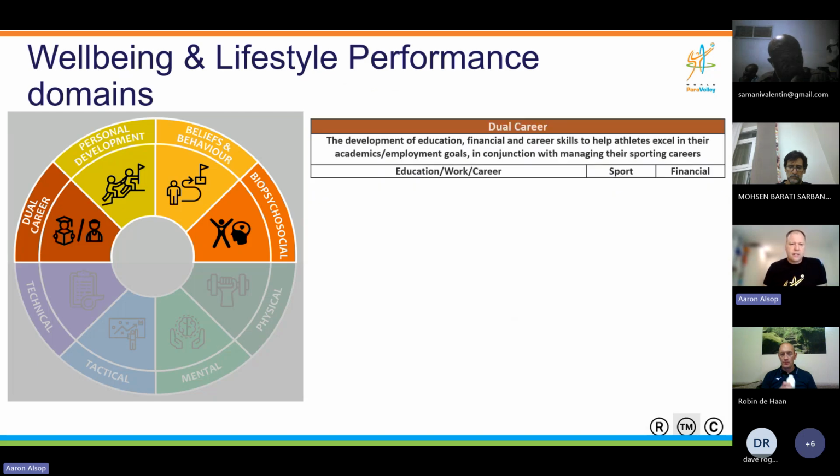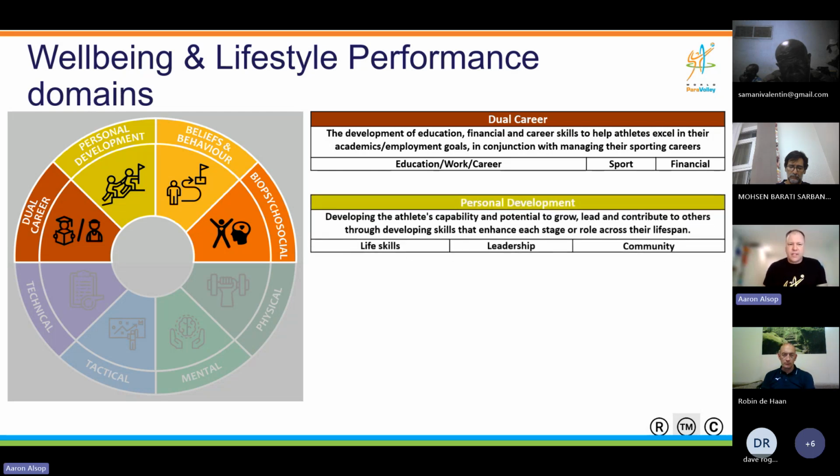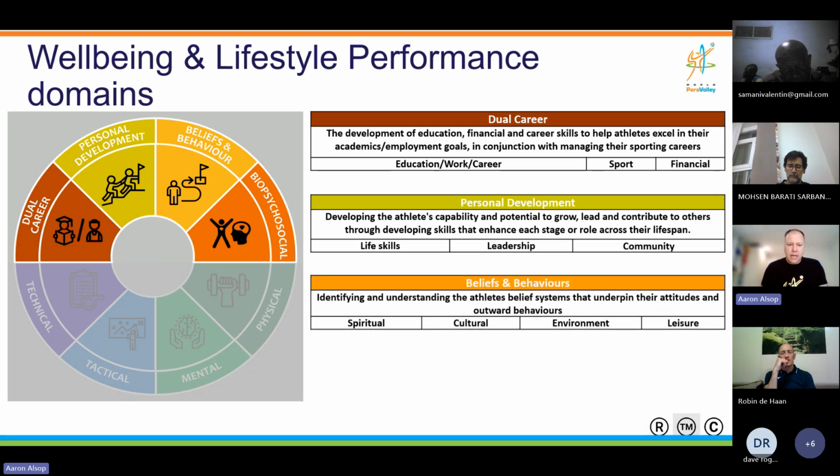But these other areas are things that aren't commonly taught by coaches or support staff to athletes to ensure that they're holistically developed. So dual career: what are we doing to support the athlete's career outside of sport, whether that's schooling, business, or study, whatever it may be, so that they've got a dual career. We talk about personal development. These are areas of leadership, life skills, what's their role in the community, and understanding the identity that they have. We talk about their beliefs and behaviors.